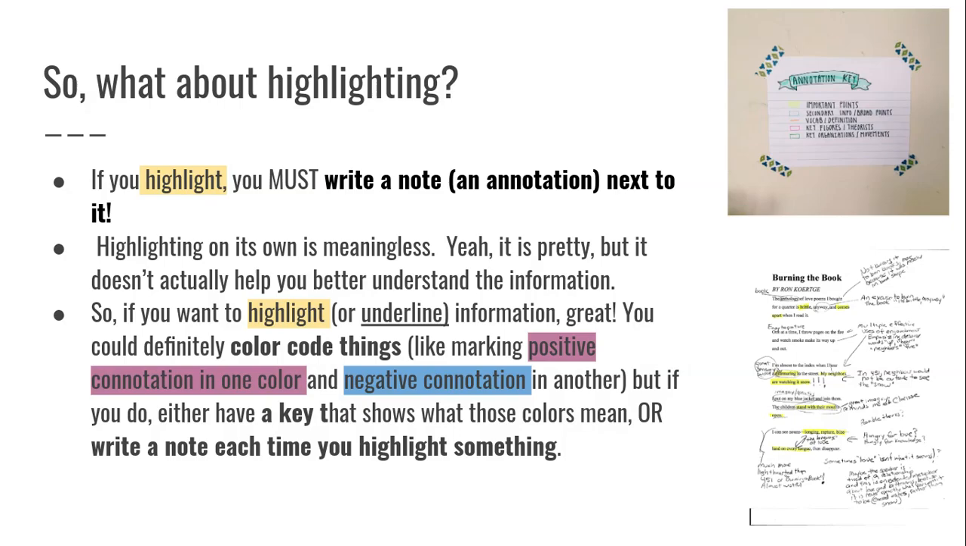So if you want to highlight or underline information, great. You could definitely color code things. Like if you're reading something to look for positive and negative connotation, you could color code the two types. But if you do that, you need a key, a little key like the one in the upper right-hand corner of this slideshow that shows what the colors mean, or write a note next to each time you highlight something.